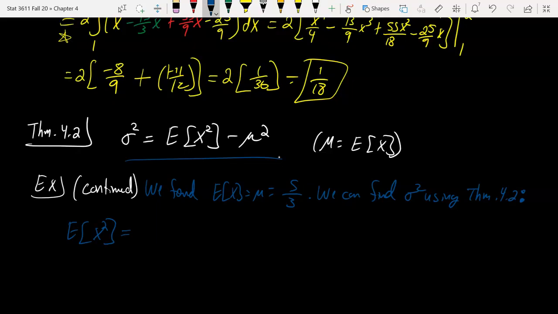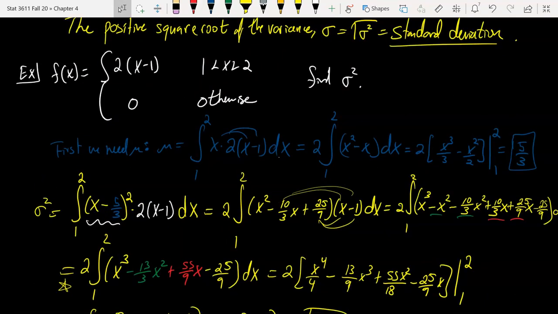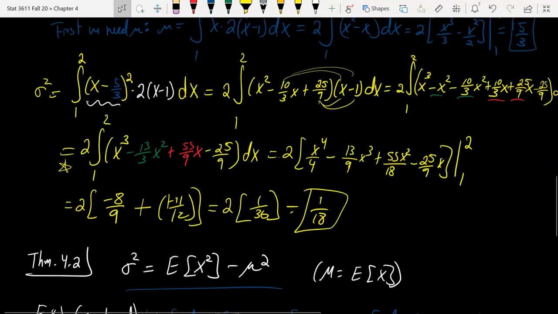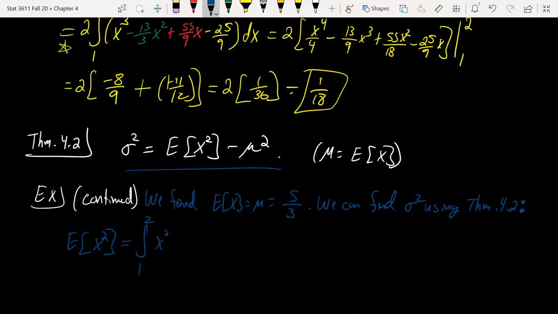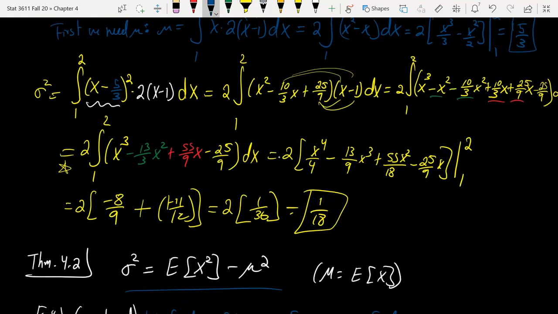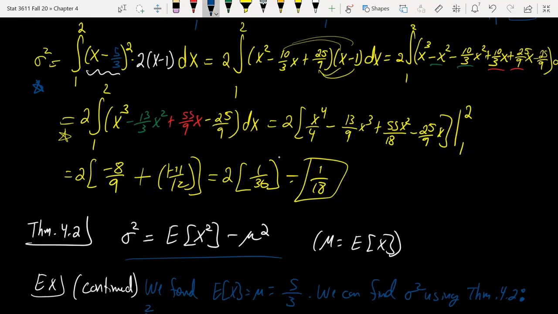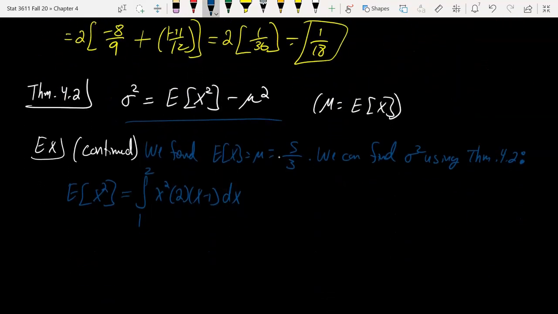Expected value of x squared. Remember our PDF goes from 1 to 2, and it's 2 times x minus 1. So the expected value of x squared is just the integral of x squared times 2 times x minus 1 dx. This integral is a lot quicker to do than the integral we had here. Now, remember, this isn't the variance, but it's a lot quicker of a computation. So let's go ahead and just do this.